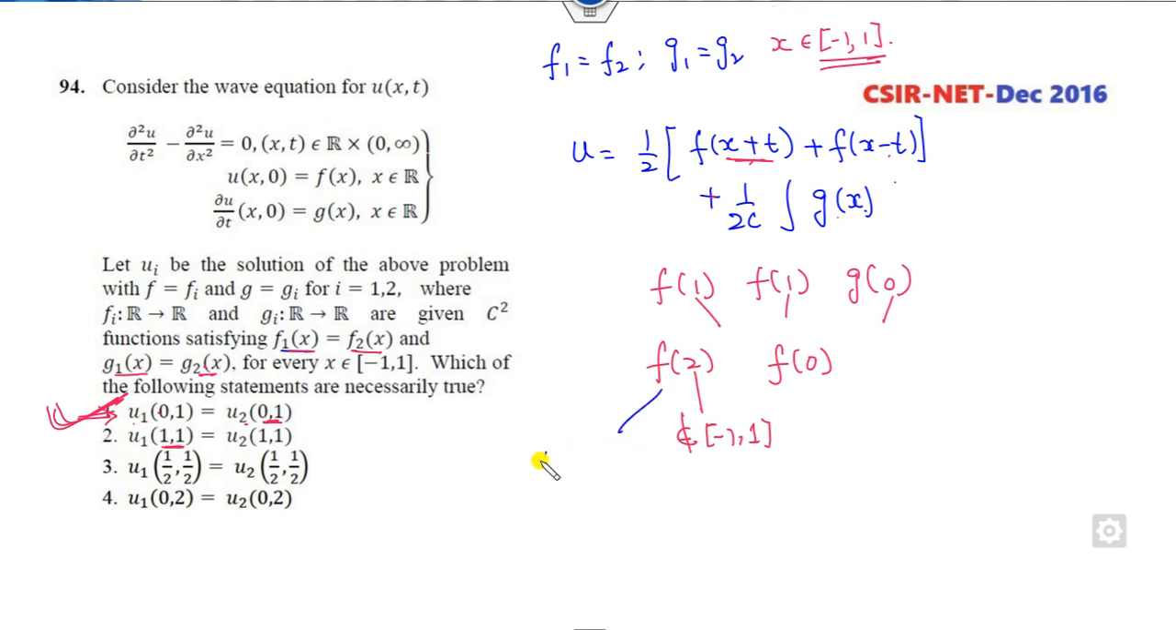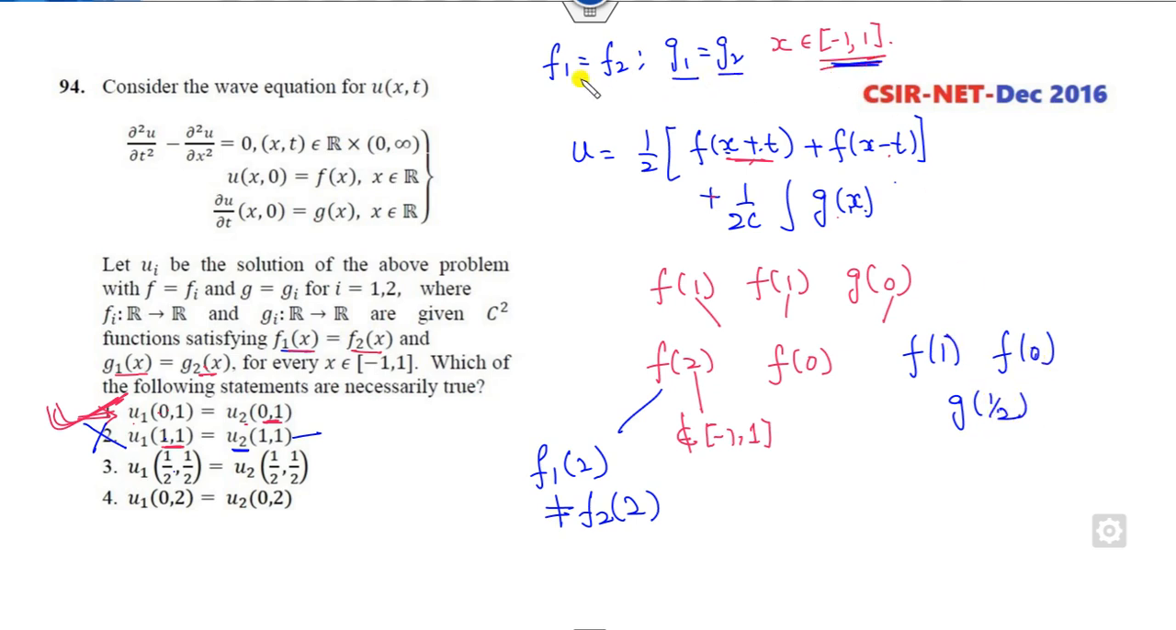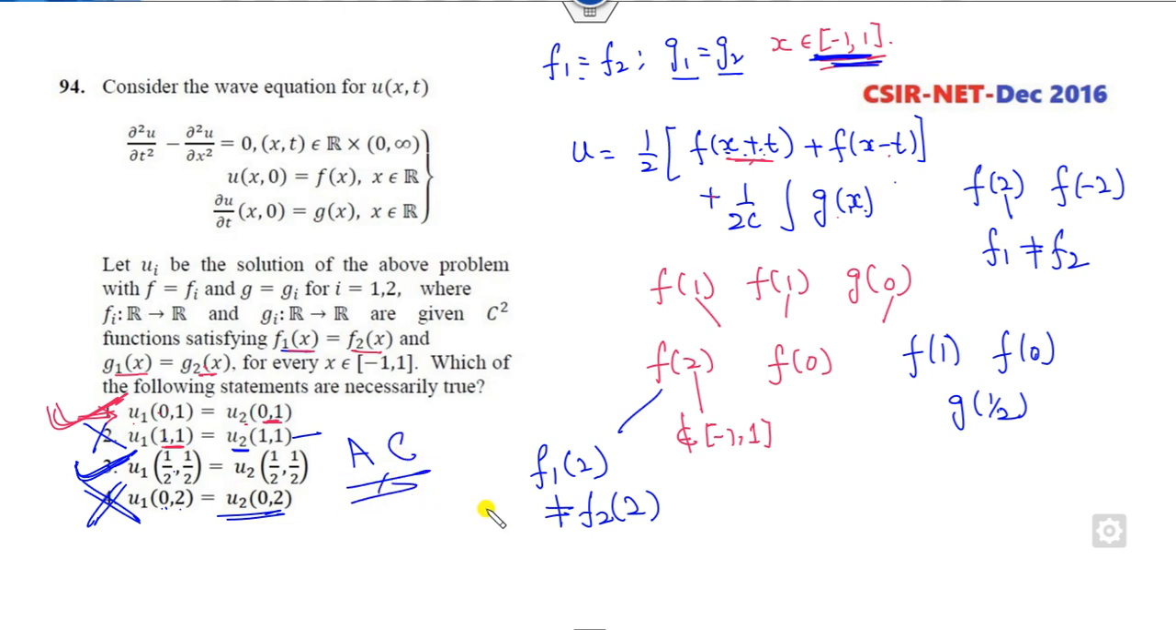What is the meaning of that? It means F1 of 2 may or may not be equal to F2 here. So when they are not the same, this is corresponding to F2, this is F1, this is a wrong answer. For half and half, if you substitute half and half, F of 0, and G of half, all these three values belong to this, so F and G both are the same, this is the right answer. For 0, 2, when you substitute here, F of 2, F of minus 2, since 2 does not belong to this, F1 is not equal to F2. So this option is cancelled out. So A and C are the correct answers.